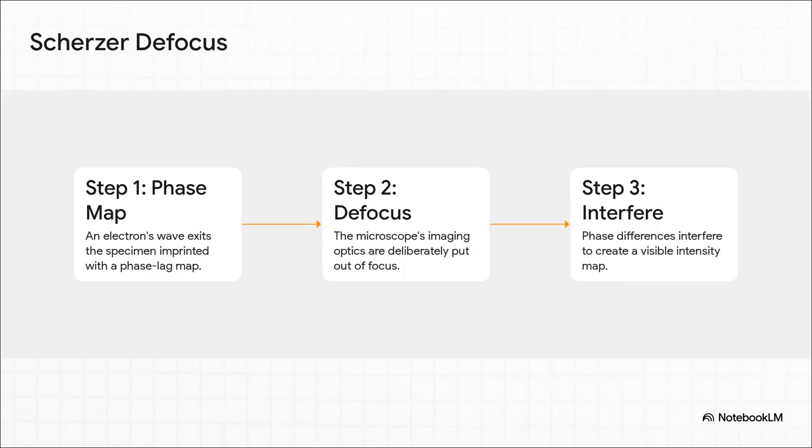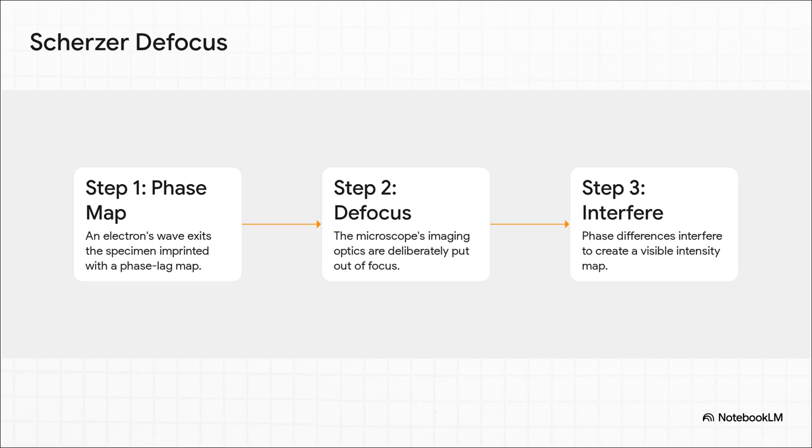And the trick? It's called the Scherzer defocus, and it is so clever it's beautiful. What you do is deliberately throw the microscope's objective lens slightly out of focus. It sounds wrong, right? But by doing that, you give those different parts of the electron's own wave, the bits that got sped up and the bits that didn't, a little bit of distance to travel and overlap with each other. And when they do, they interfere.